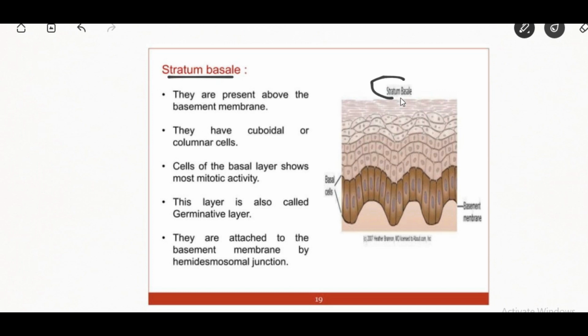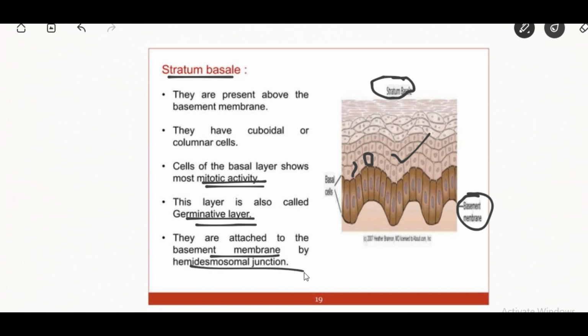The first layer is the stratum basale layer. It is present above the basement membrane. The cells are cuboidal or columnar in nature. The cells of the basal layer will show the most mitotic activity, so this layer is known as the germinative layer, as the cells of this layer are capable of division. The cells of the basal layer will synthesize DNA and undergo mitosis, providing new cells. They are attached to the basement membrane by hemidesmosomal junctions.